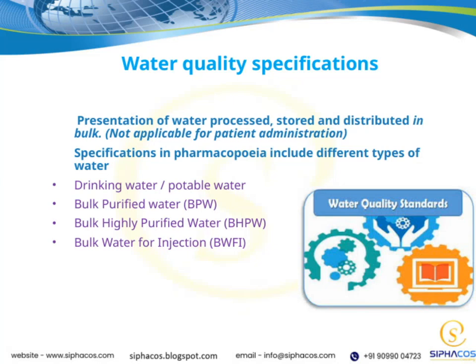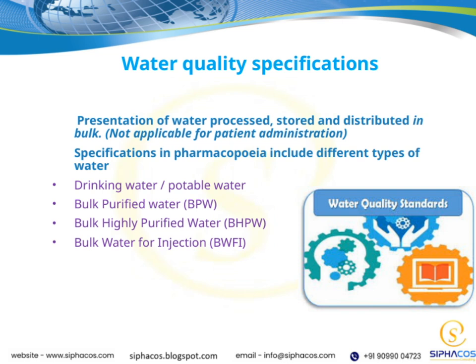Let's take a look at water quality specifications. Here, we're talking about the water that is processed, stored, and distributed in bulk, which is mainly for industrial and pharmaceutical use, not for patient administration. These specifications are outlined in Pharmacopoeia, which includes different types of water tailored for specific needs.